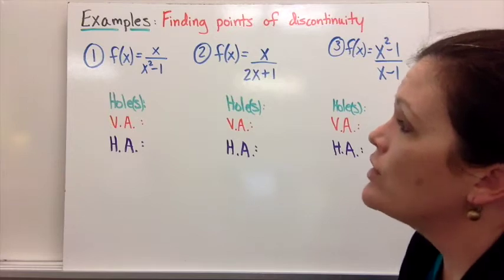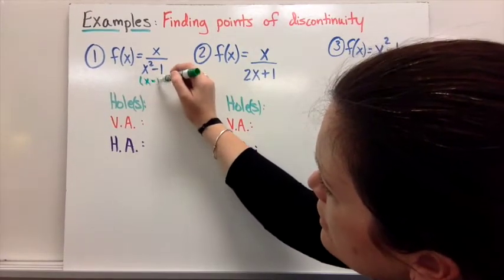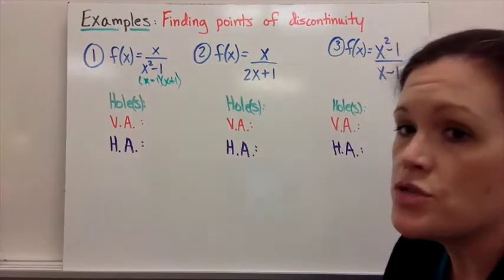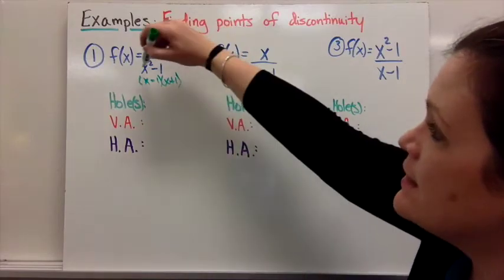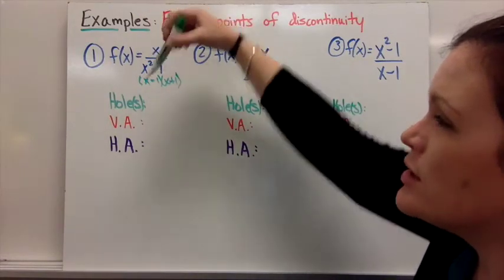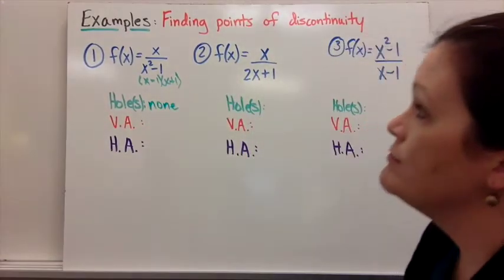I have x over x squared minus 1. So I could start by factoring the denominator out. It's always good to factor first, just like we have in the rest of this unit. So now I see that nothing would cancel out between x and the denominator, so I have no holes. I'm just going to write none.